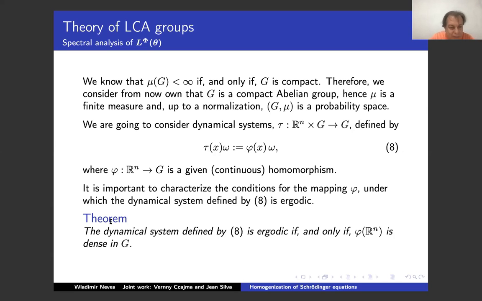You have this nice theorem that gives you some condition on phi. The dynamical system given by phi is ergodic. Since you have to work with an ergodic dynamical system, you have to have some condition on phi that ensures that this tau is ergodic. This is true if and only if the image of phi from R^n is dense in G. So you are able to characterize exactly what the conditions are, since this is a necessary and sufficient condition for tau to be ergodic.